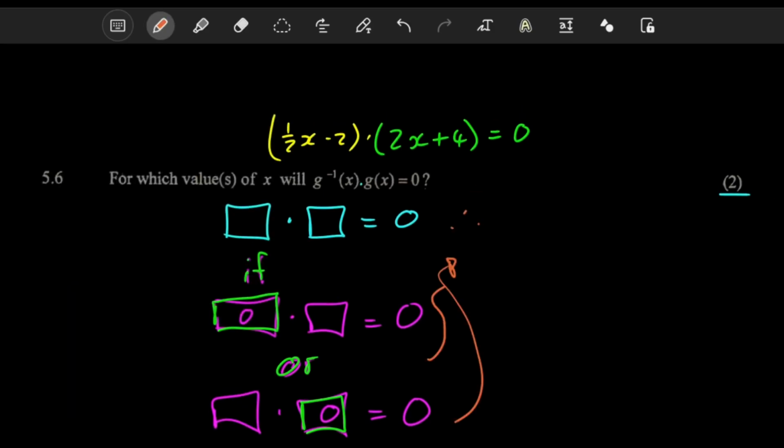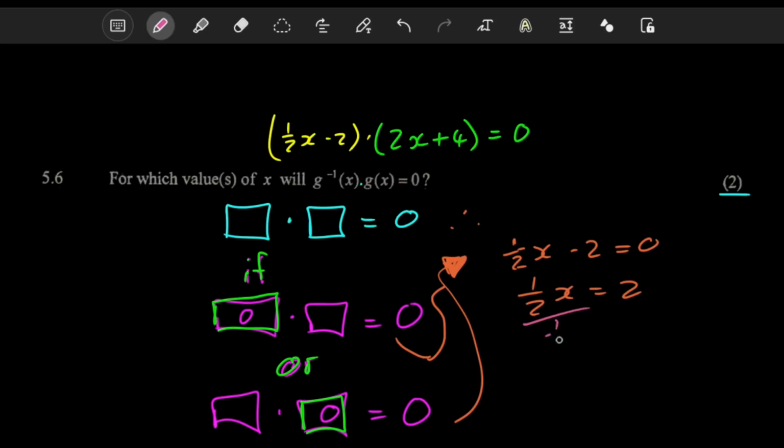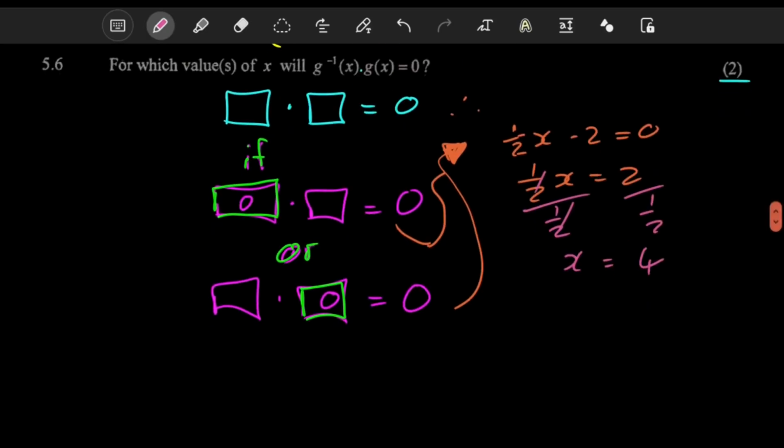Therefore, you're going to work this out and see where this is equal to 0. The 2 goes over. Now obviously what we're going to do here is something super easy. Just divide by a half here, divide by a half there. x is equal to 4.